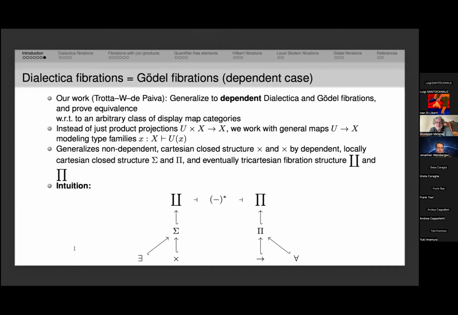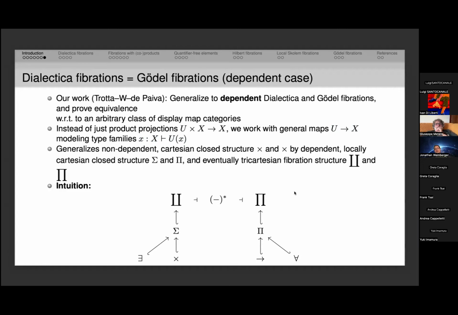Okay, so just to illustrate what this generalization consists of: instead of just Cartesian product projections of this form, we now work with general maps from some object U to some object X, which you should think of as type families U of X, indexed by a base type X.